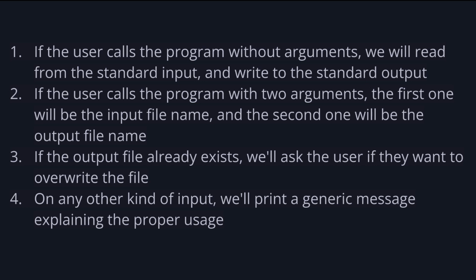We'd like to start building a blog generator, and we want to have the following interface. If the user calls the program without arguments, we will read from the standard input and write to the standard output. If the user calls the program with two arguments, the first one will be the input file name and the second one will be the output file name. If the output file already exists, we'll ask the user if they want to override this file. On any other kind of input, we'll print a generic message explaining the proper usage.